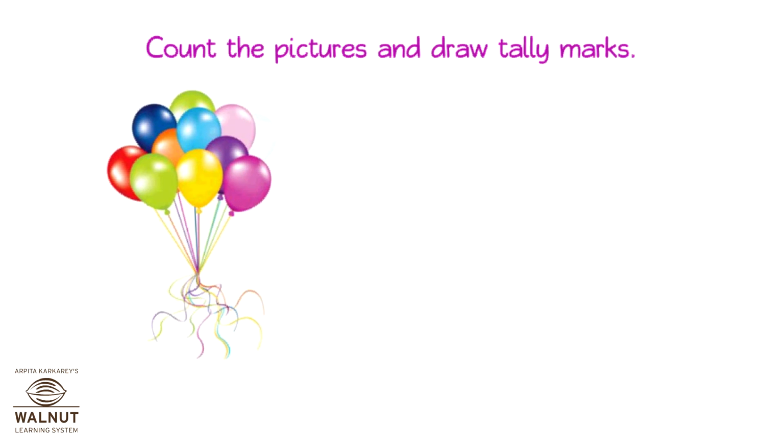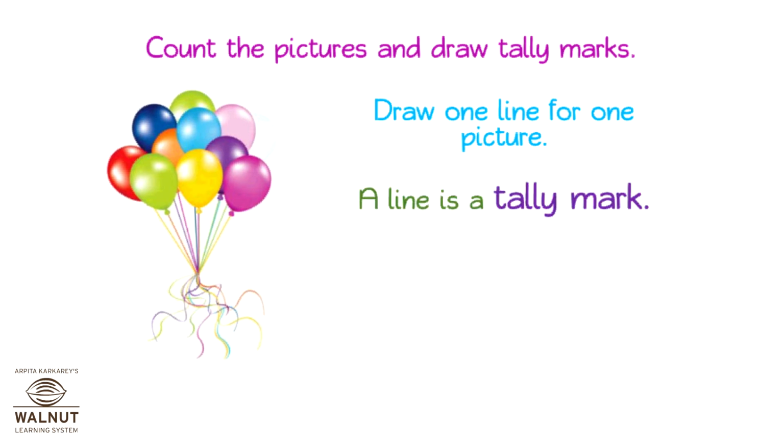Count the pictures and draw tally marks. Draw one line for one picture. A line is a tally mark. Let's draw lines. Count a picture one by one and draw a line. When you count, you can make a small cross on it.